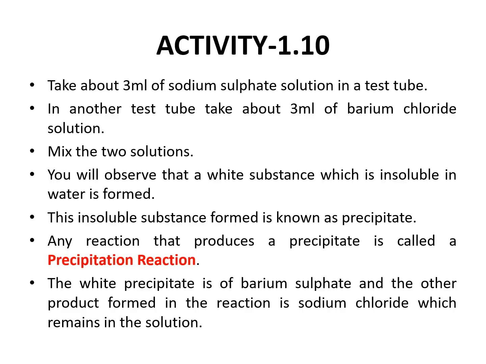We take an activity from NCERT book, activity 1.10. Take about 3 ml of sodium sulfate solution. It is colorless. In another test tube, take about 3 ml of barium chloride solution. This is also a colorless solution. Mix the two solutions. We will observe that a white substance which is insoluble in water is formed. This insoluble substance formed is called a precipitate.